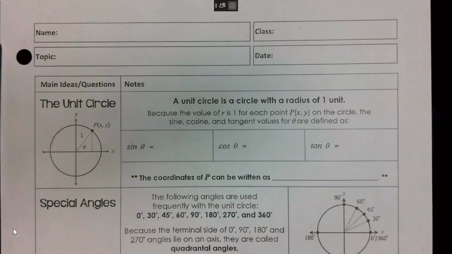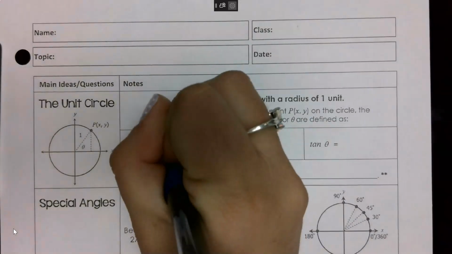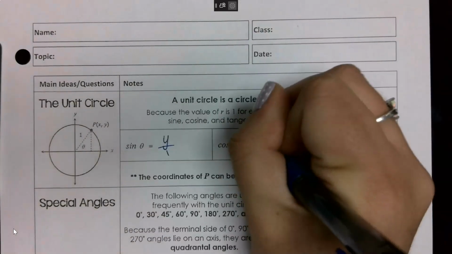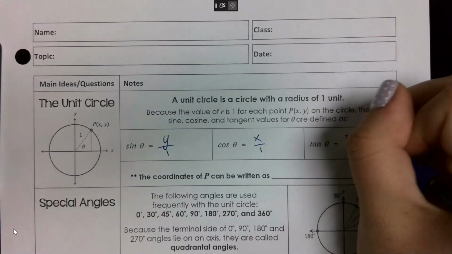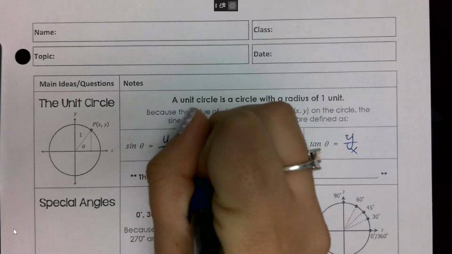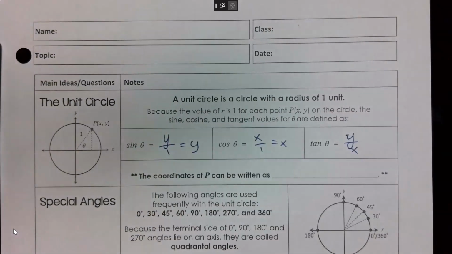Okay, so today we're going to go over the unit circle. The unit circle is a circle with a radius of 1 unit. So because our radius is 1 for each point on the circle, sine, cosine, and tangent are defined as the following. Sine is going to be y over 1, cosine is x over 1, and tangent is y over x. Also, these can simplify to just y and just x.